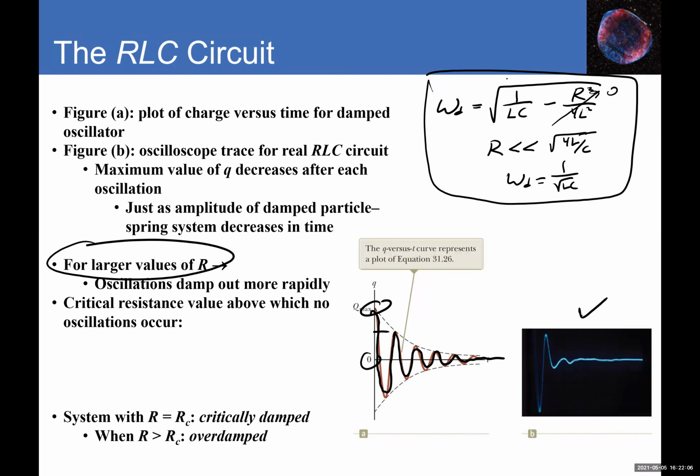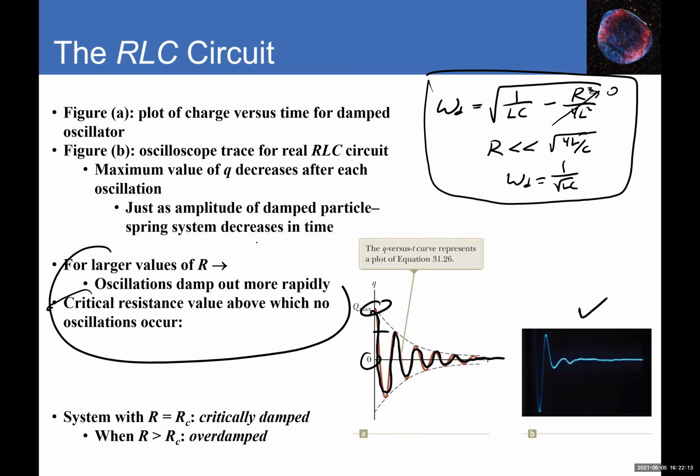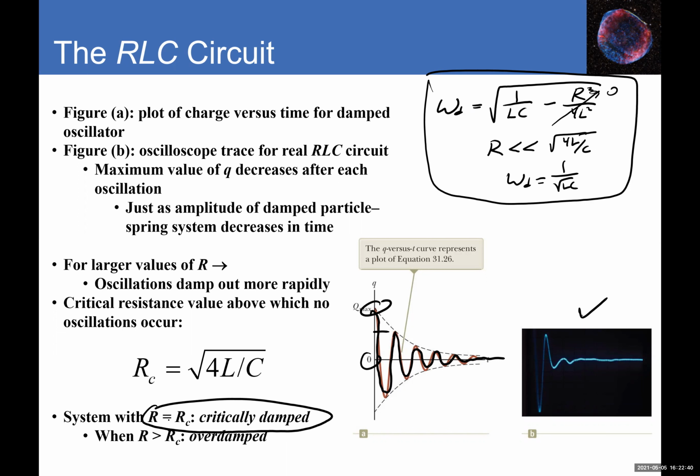But then we can have a resistor with larger values of R, where the oscillation damps out more rapidly. The higher the value of resistance, the more rapidly it will damp out. And then at some point you reach what we call the critical resistance, where R_C is equal to the square root of 4L over C. When R is equal to R_C, you get critically damped.